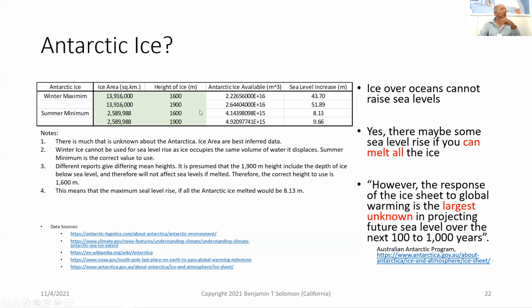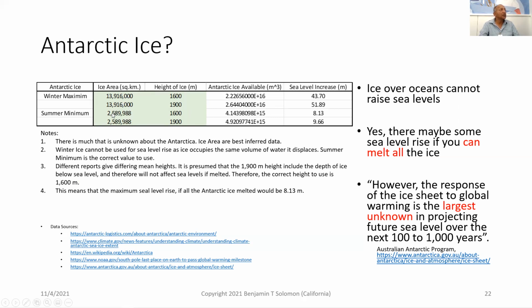So yes, when we calculate the Arctic melting, there will be some rise in sea levels. This is 8 meters, like 25 feet. It's not the 200 feet that the climate scientists say. 9 meters, 10 meters is like 30, 31 feet. If you look at the winter maximum, it is around 200 feet of water rise, but most of this ice is over oceans. So this cannot happen, because this ice is over oceans.